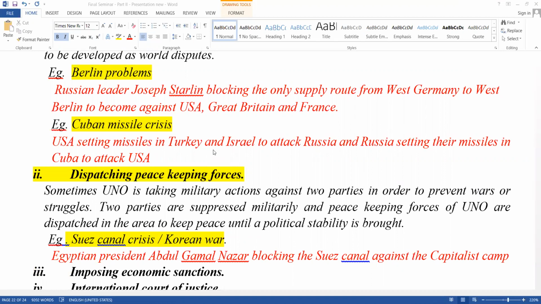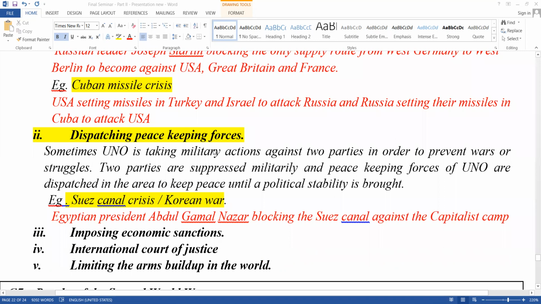Imposing economic sanctions is the third one. What is imposing economic sanctions? Some countries are economically isolated. Then, through the International Court of Justice, they give some judgments to solve some problems. Even if a country is agreeing to accept it, they can accept, but it is not a binding judgment, only a recommendation. And the last one is limiting the arms build-up in the world.